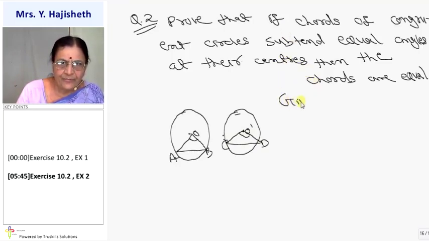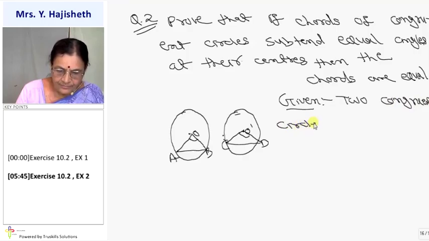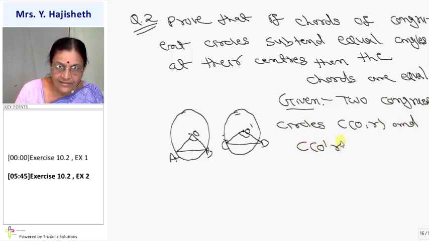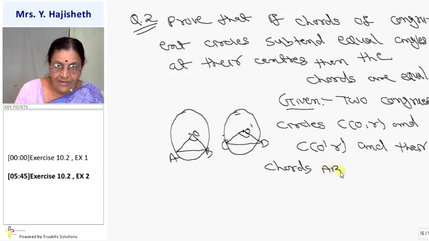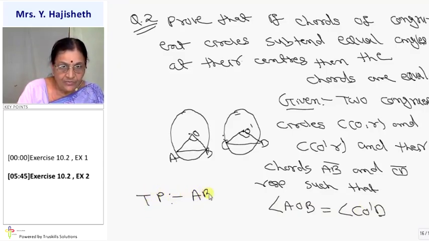So, इसमें हम given क्या लेंगे? Given में क्या लेंगे? Two congruent circles, circle with center O and radius R and circle with center O' and radius R, and their chords AB and CD subtend angles respectively such that angle AOB is equal to angle CO'D, that is given. What is to prove? To prove में दिया है AB is equal to CD. Clear?